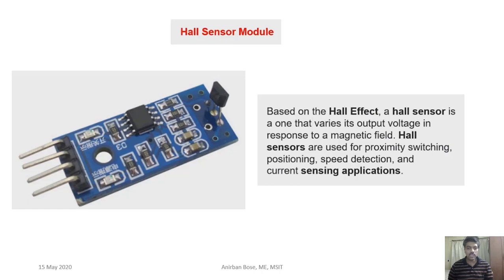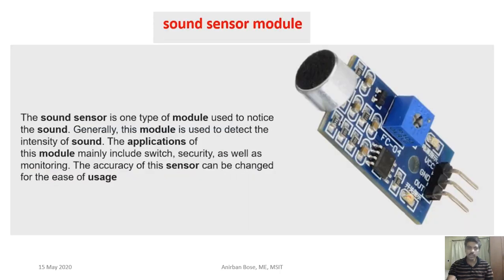Here is a sound sensor module. Here it senses the sound intensity and accordingly sends the signal. So many times this can be used to identify whether a particular intensity of sound is there, and accordingly, suppose you want to direct something to a particular robot, then it will work accordingly. So this sensor is very useful.